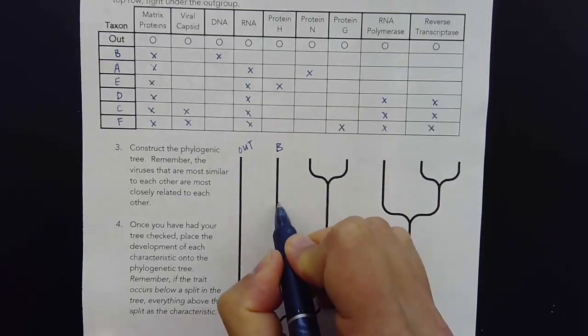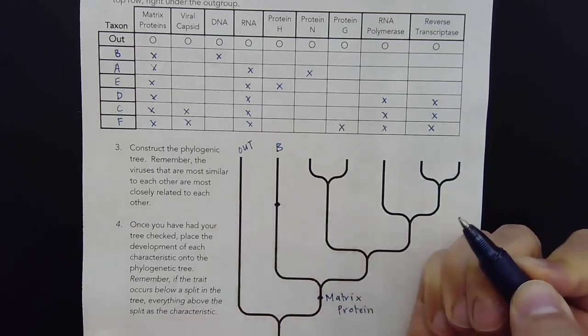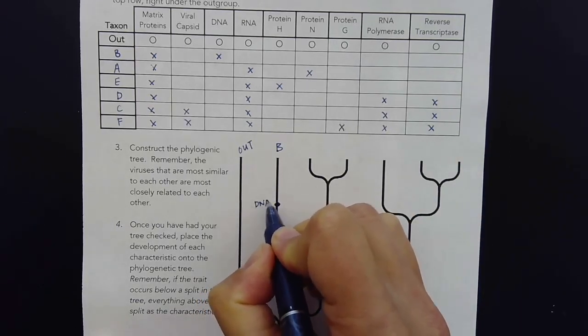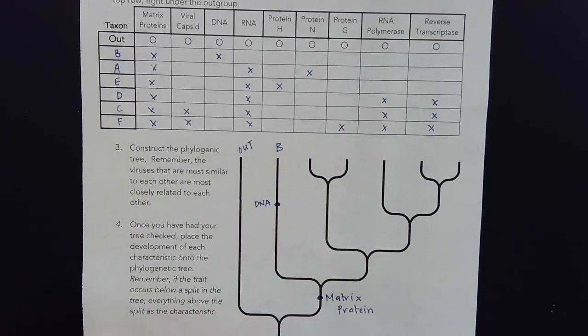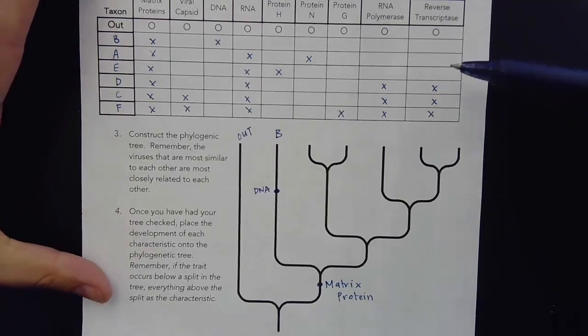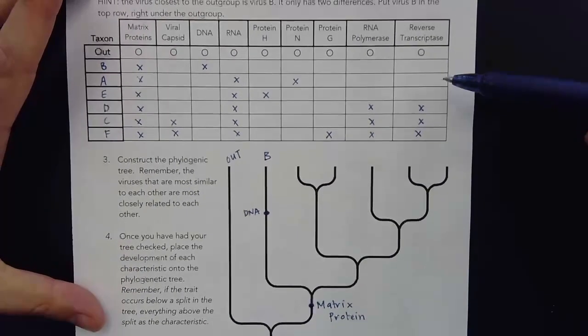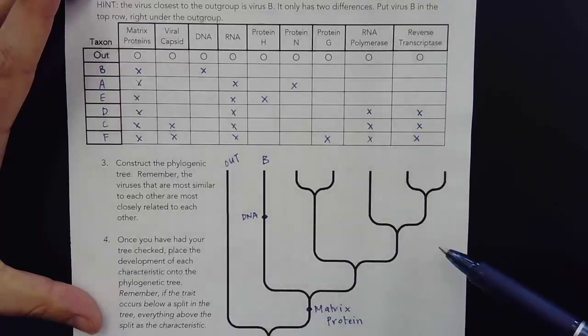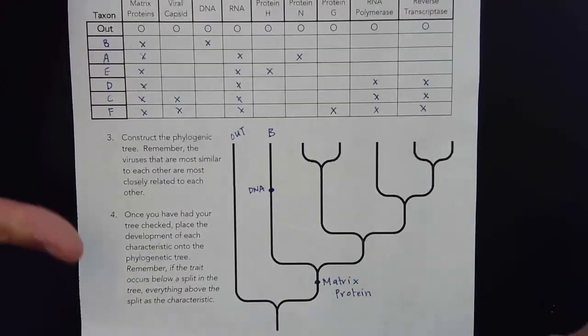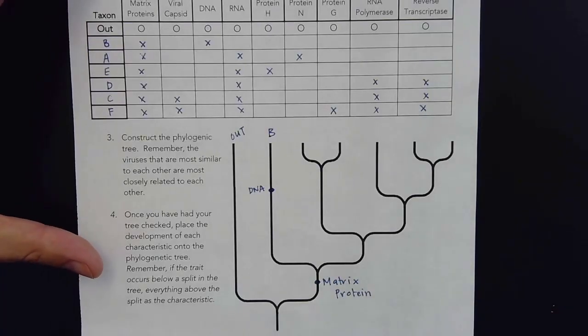And the thing that evolved just in B is that B has DNA instead of RNA. So knowing what I know about how to build a phylogenetic tree, I'm going to use this table to figure out where everything goes, and then to put the traits onto the tree where they evolved.